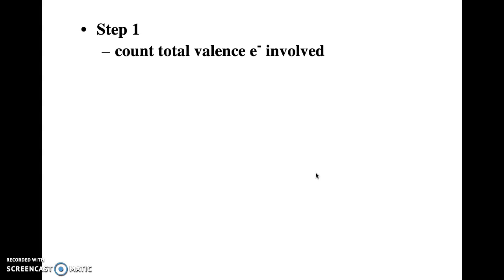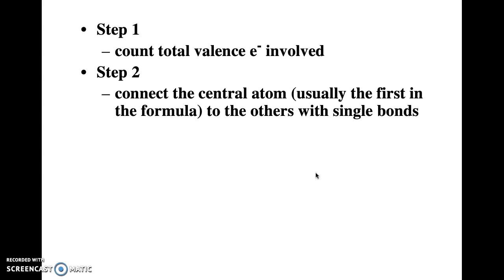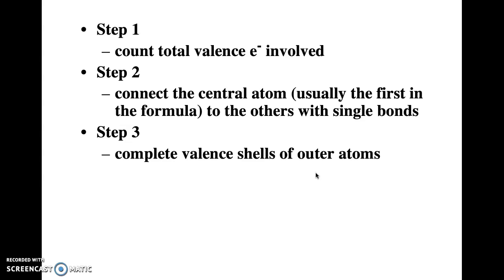Step 1, count the total number of valences that are involved. So again, for carbon, carbon had 4. That's step 1. Step 2, connect the central atom, usually the first in the formula, to the others with single bonds. Carbon had 4, that means it needed 4, so 4 single bonds would go around it. That's what you saw happen. Step 3, complete the valence shells of outer atoms. Remember, they're trying to get to what magical number? Hopefully you said 8. The octet, we're trying to fill the octet rule. So that's where they're trying to end up.